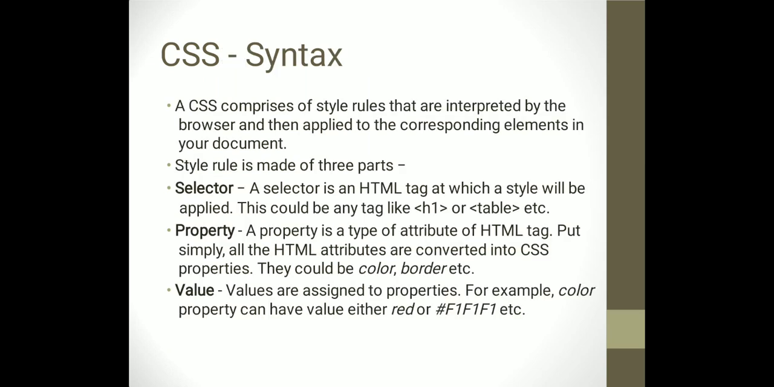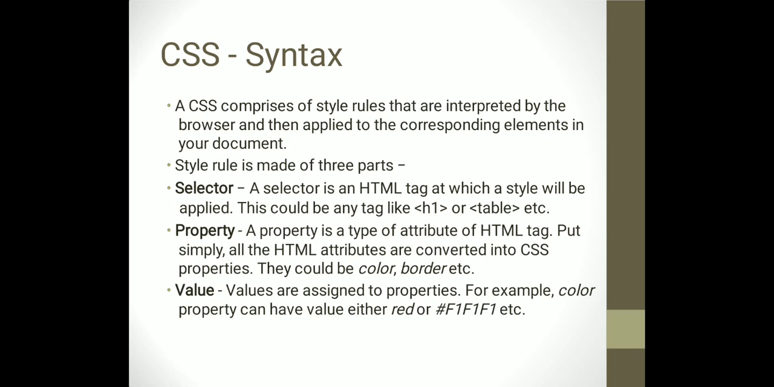CSS3 modules. Okay. Then the CSS syntax we have seen, like CSS comprises style rules that are interpreted by the browser and then applied to corresponding elements in the document. So the style rules of CSS are made up of three parts: selector, property and value. Selector is an HTML tag at which a style will be applied, and this could be any tag like h1 or table.